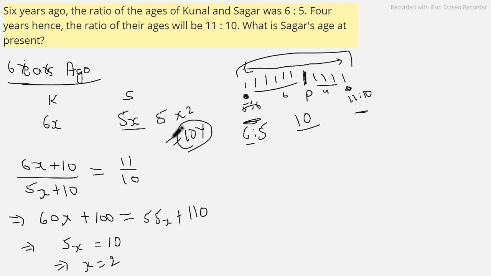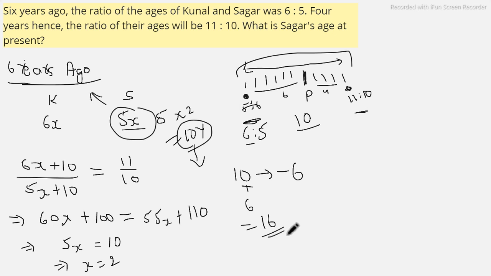Okay, we made one mistake again here: this 5x is 6 years ago, right? This is not the present age. This is 6 years ago. So 6 years ago, the age of Sagar was 10, right? 6 years ago, his age was 10. So after 6 years, what will be his age? 10 plus 6, that is 16.